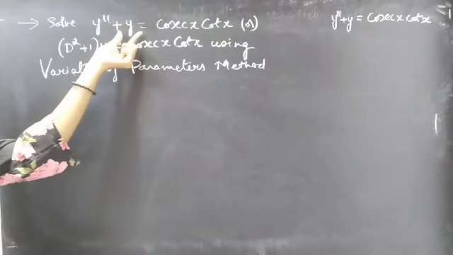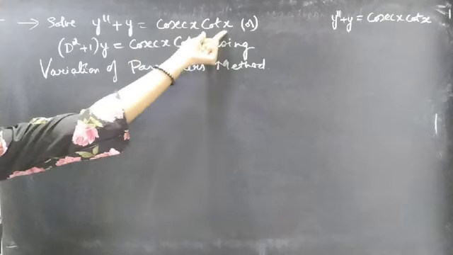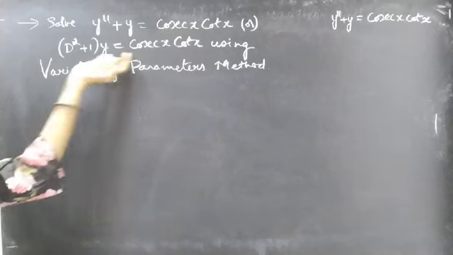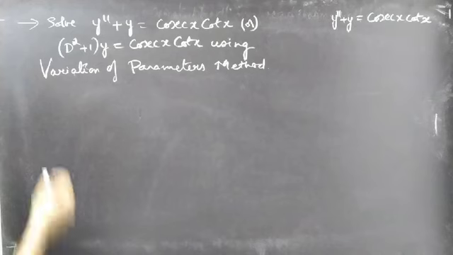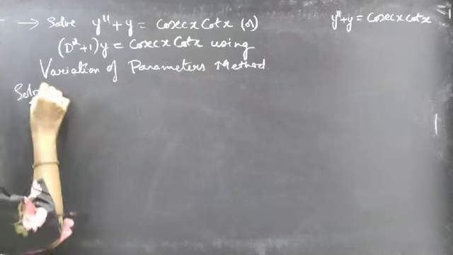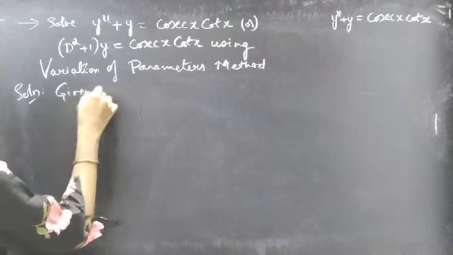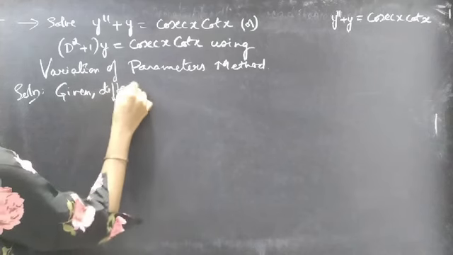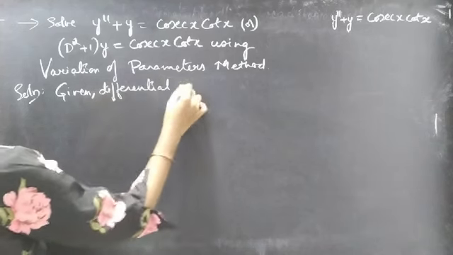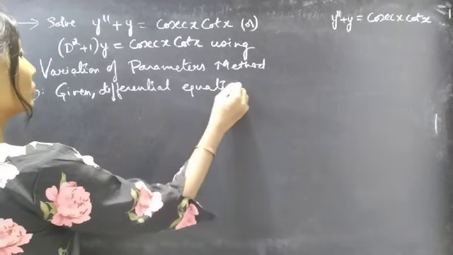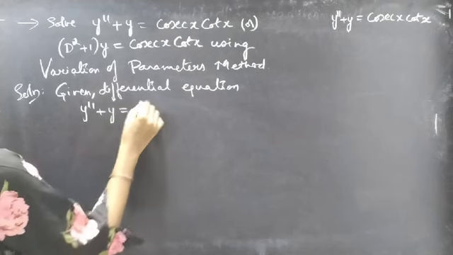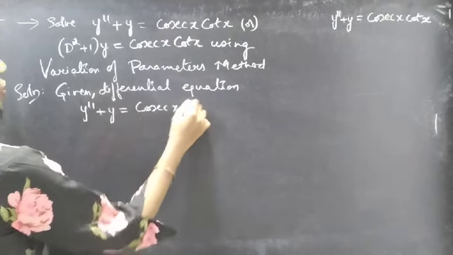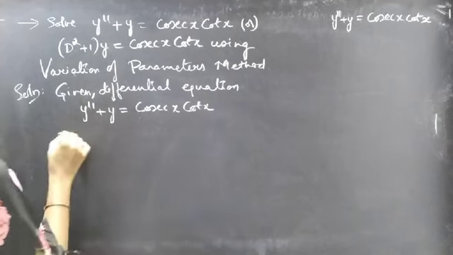Solve y double dash plus y equal to cosecant x cot x, or d square plus 1 into y equal to cosecant x cot x, using variation of parameters. So we are given a differential equation of order 2. Given differential equation: y double dash plus y equal to cosecant x into cot x.